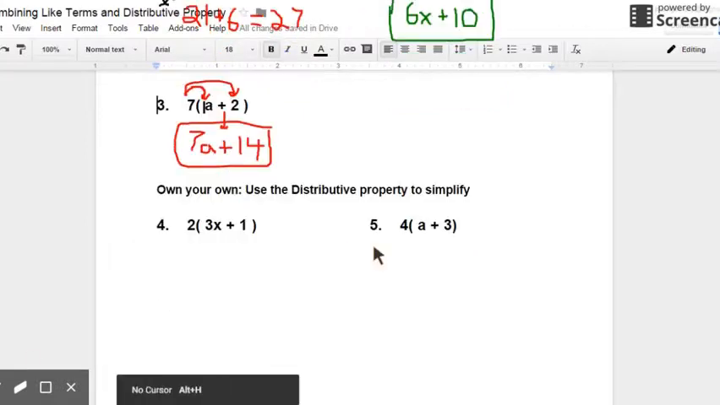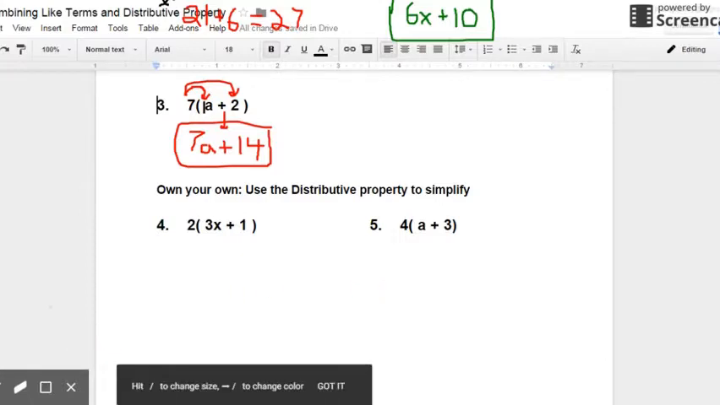All right, so go ahead and take a moment, and do a couple of examples on your own. Give the distributive property a try, multiplying the outside number by both of the inside numbers. Go and pause the video, give it a try, come back, and I'll give you the answers.